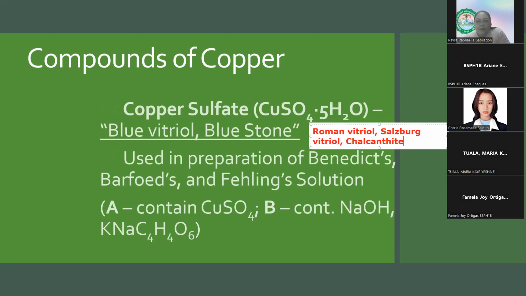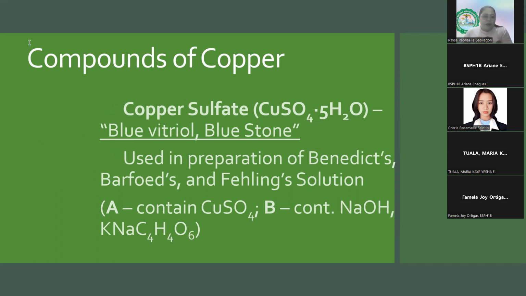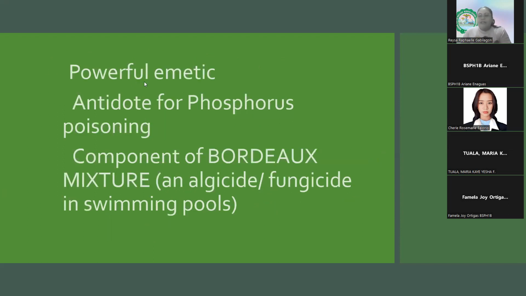And that is what Barfoed's test is used for, to know whether a substance is a monosaccharide or a disaccharide. It reacts with Barfoed's reagent. And then again, just like Benedict's and Fehling's solution, this also contains copper. Okay? So we use many reagents in biochemistry that contain copper. Aside from that, copper sulfate may also be a powerful emetic.